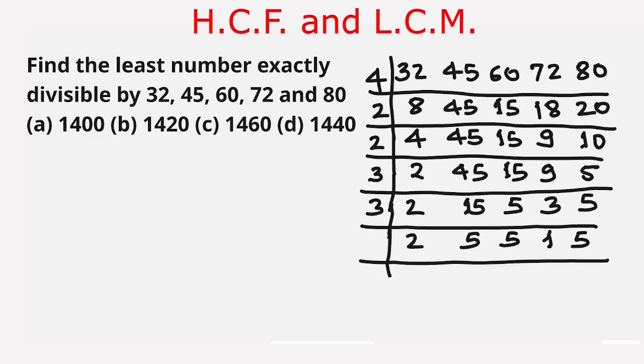Now we divide by 5. We write 2 as it is. 5 divides 5 one time. 5 divides 5 one time. We write 1 as it is. 5 divides 5 one time.